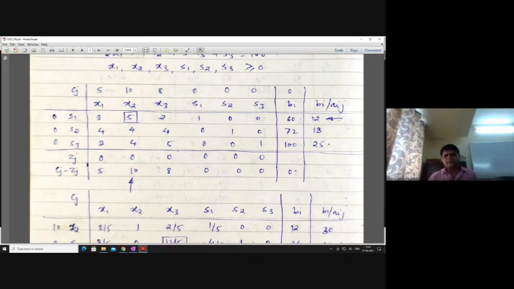corresponding elements. What are they? 1, 0, 0, 0, 1, 0, 0, 0, 1. So they are forming an identity matrix. When they are forming an identity matrix, these BI values can be directly assigned to these basic variables. That's why we are able to assign these values, and we are able to consider this as a solution.